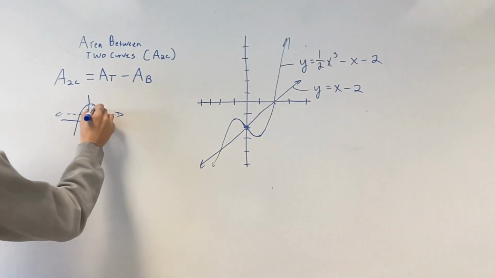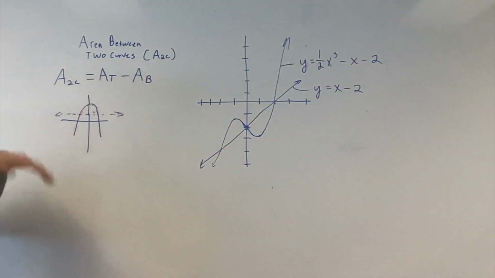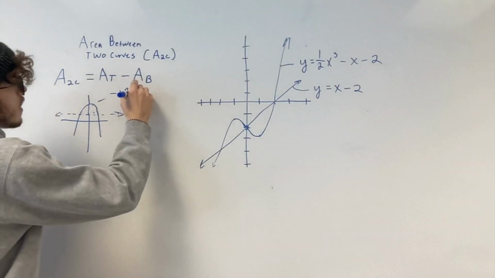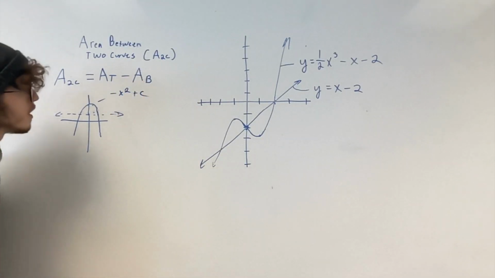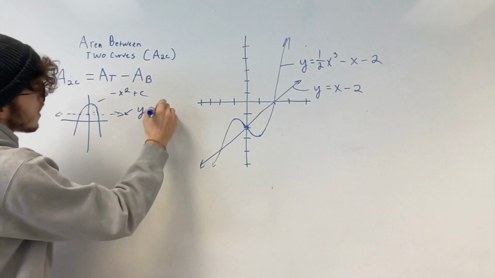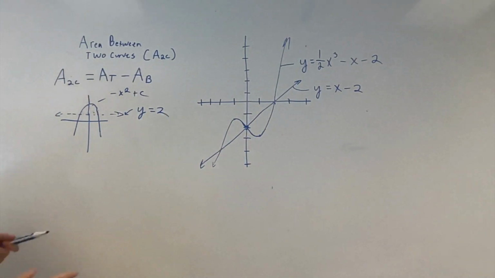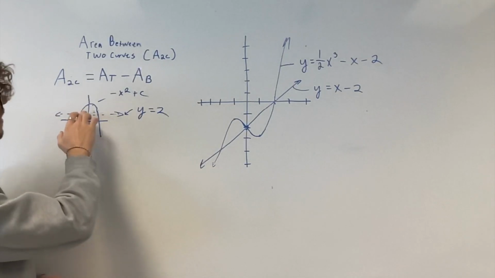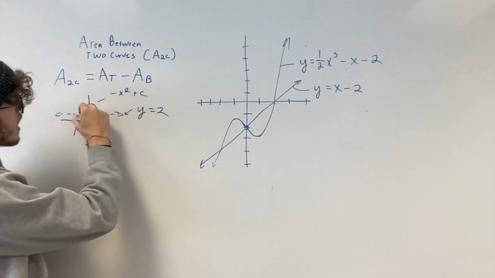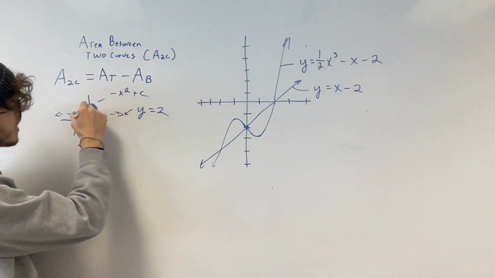What does that mean? Take this little function I have here. I have some parabolic function with the solid line, which would be like negative x squared plus some value c. And then I have a function which is just y equals some constant, like 2, for example. If I want to find the area of their intersection, the area right in here, how do I find it?